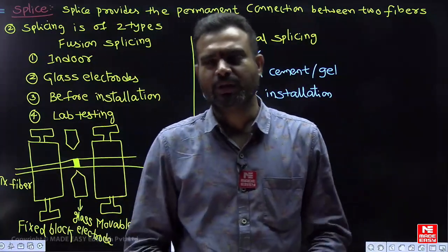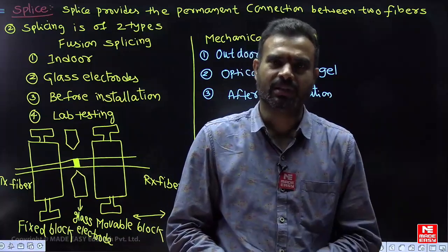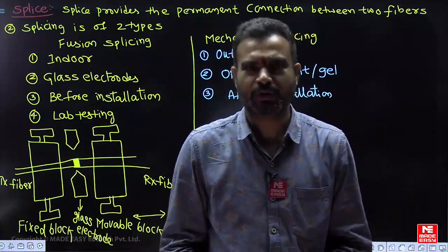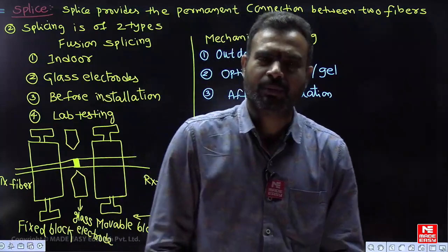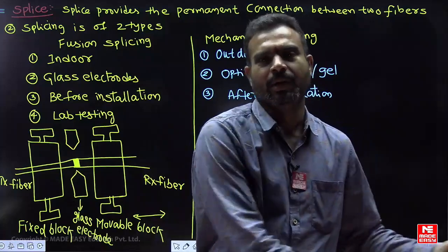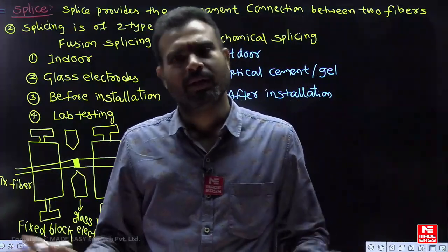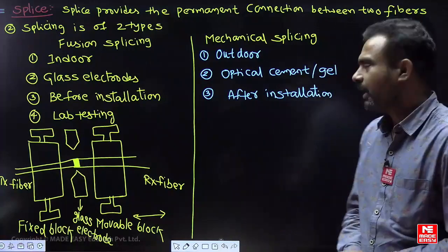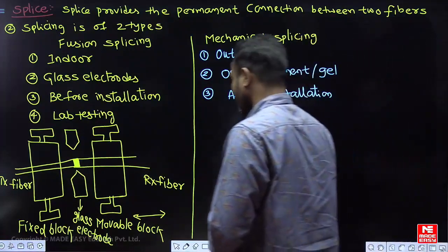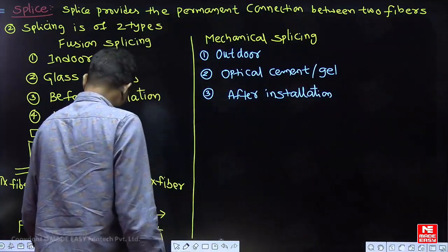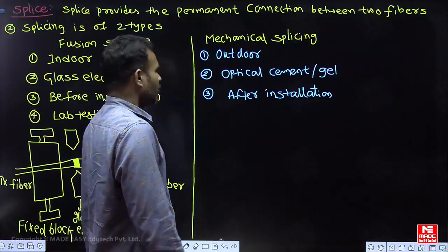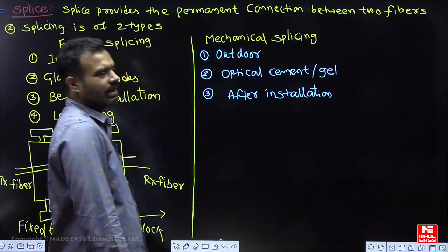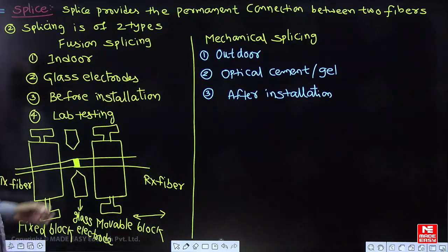Once you dig it, it has to stay in the earth for 100 years. Don't think that for every small issue you will remove the complete fiber from the earth, take it to the lab and place it back once again. Finish, it is very costly. So that's why we have the fixed block here. After installation, if any problems occur, we are going to use mechanical splicing.